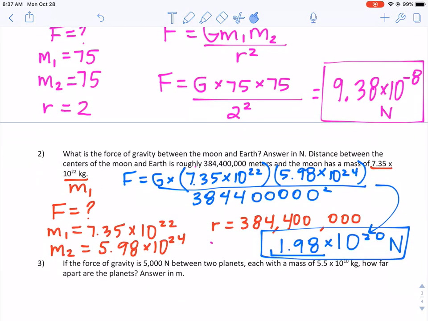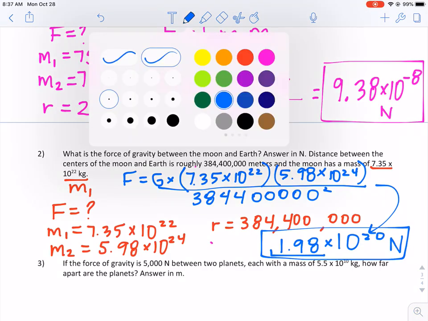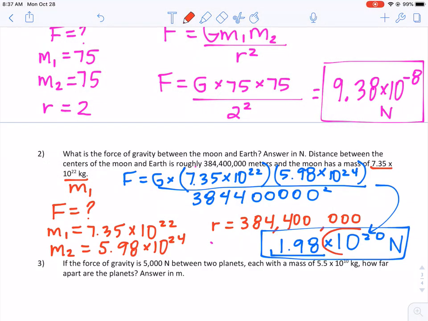Now a hint when you're typing this into Quest, this part of the answer, the times 10, you'll type in as E. So on Quest, you'll type it in how your calculator writes it. It's kind of the computerized version.